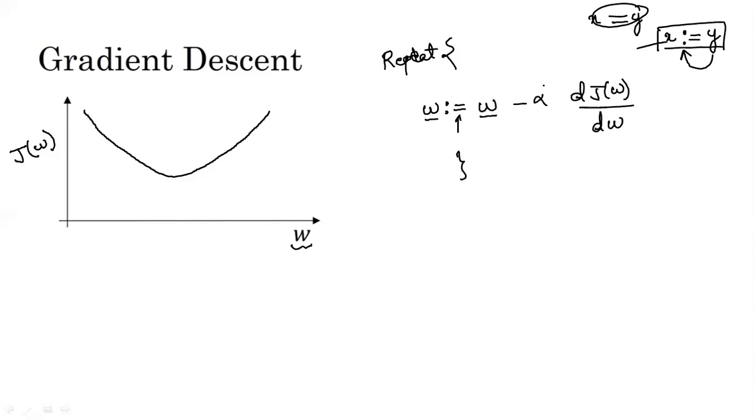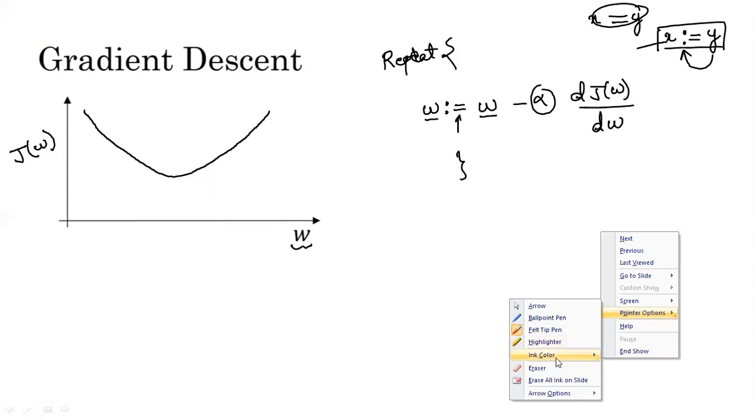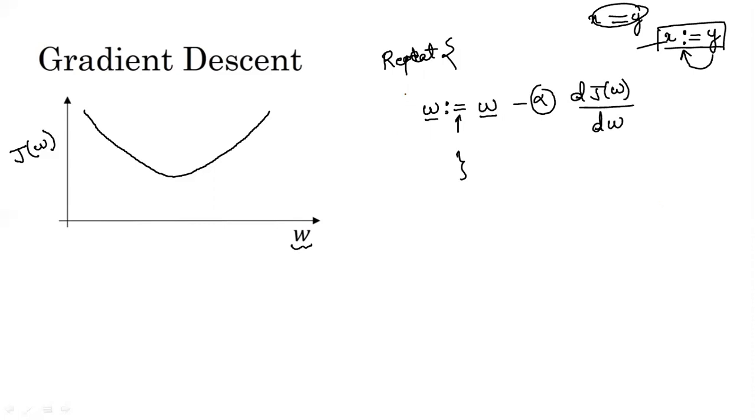Now here you can see another term, alpha. So what is alpha? I'll change the ink color. Okay, now what is alpha? Alpha is basically called the learning rate. And what this rate is, you saw in the previous slide.